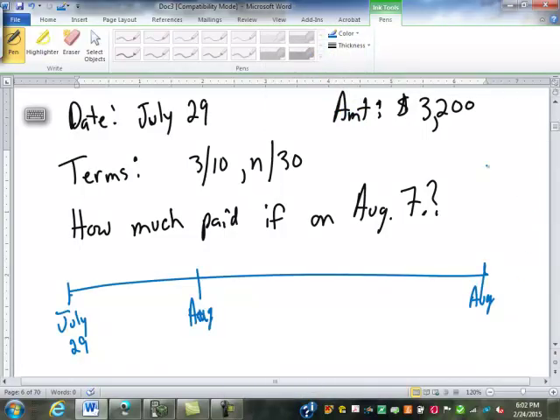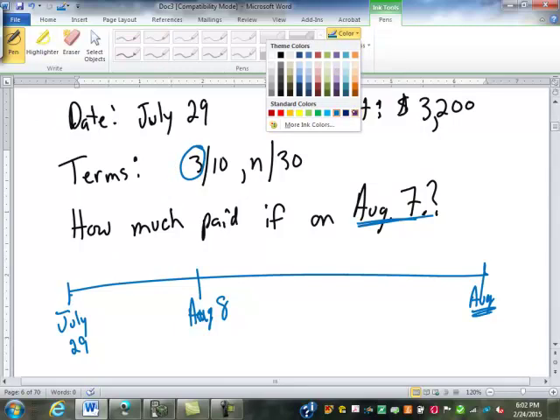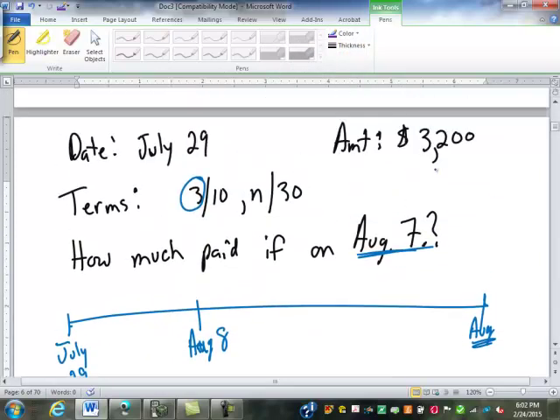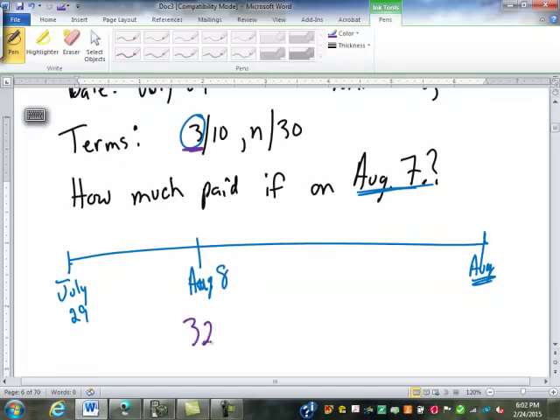So as we go through this, what is the end of our discount period? It'll be August 8th. Well, we paid on August 7th, so we don't even need to figure out the end of the credit period because we're in the discount period. What discount are we going to get? 3% if paid in the first 10 days. We could find 3% and subtract it, but it would be easier to do this: if we have a discount of 3%, what percent do we pay? 97%. So we take the $3,200 times 0.97, which gives us $3,104. Perfect.